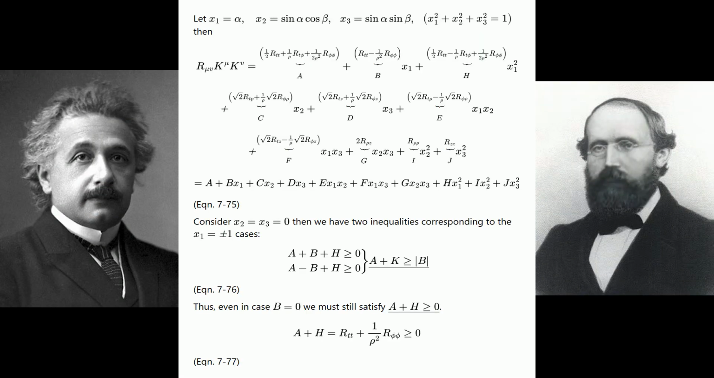Let x sub 1 equals cosine alpha, x sub 2 equals sine alpha cosine beta, x sub 3 equals sine alpha sine beta, x sub 1 squared plus x sub 2 squared plus x sub 3 squared equals 1, then equation 7-75. Consider x sub 2 equals x sub 3 equals 0, then we have two inequalities corresponding to the x sub 1 equals plus or minus 1 cases. Equation 7-76. Thus, even in case b equals 0 we must still satisfy a plus h is greater than or equal to 0. Equation 7-77. After a wee bit of work this is equation 7-78.